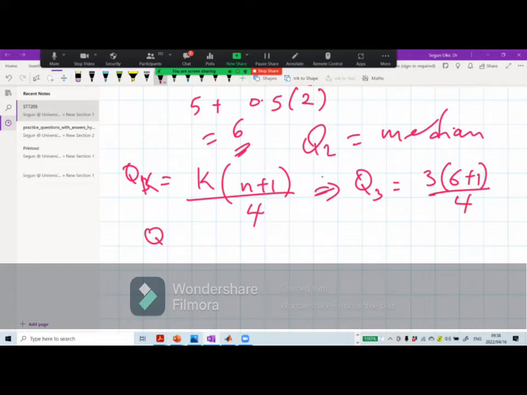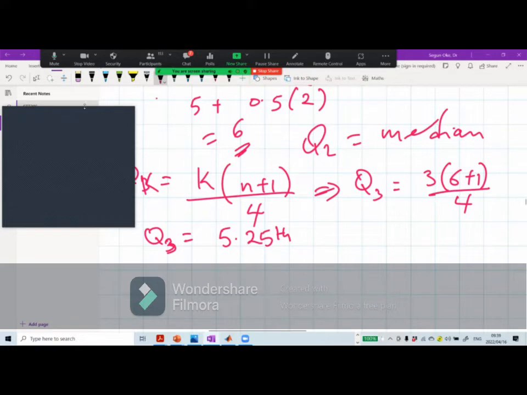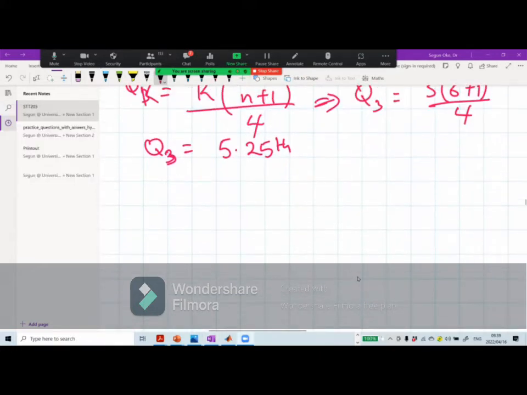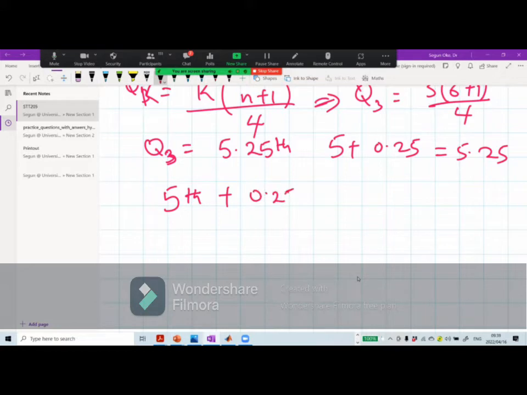So how many of us got the position first? The position in this case is what? 5.25. Yes, 5.25. That's correct. Now that we have 5.25, it's very simple from here. All you need to do is look at it. I know that 5 plus 0.25 is equal to 5.25. So I will just write 5, the fifth data, plus 0.25 in bracket the highest one, which is 6, minus the fifth data.